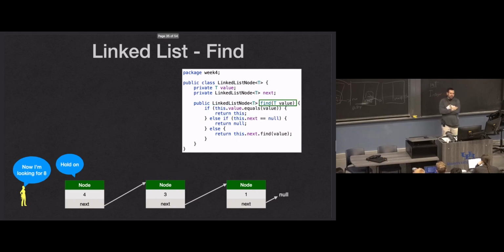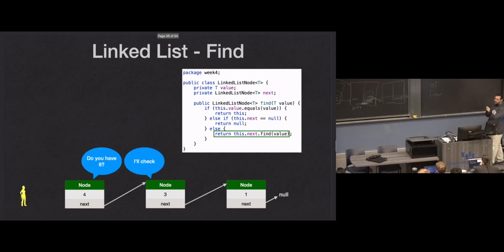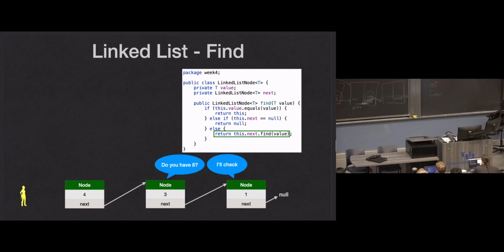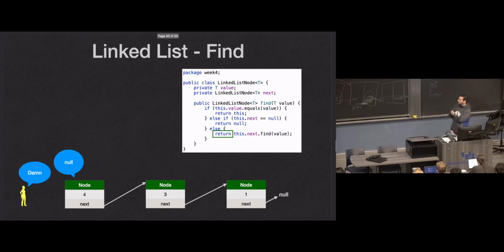All right, and if we ask for an element that's not here, I'm looking for 8. First node says, I don't have 8. Do you have 8? No, I don't have 8. Do you have 8? Well, no, importantly, the order here, no, I don't have 8, and I am the end of the list. So return, nope, nope, nope, and we didn't get what we're looking for.